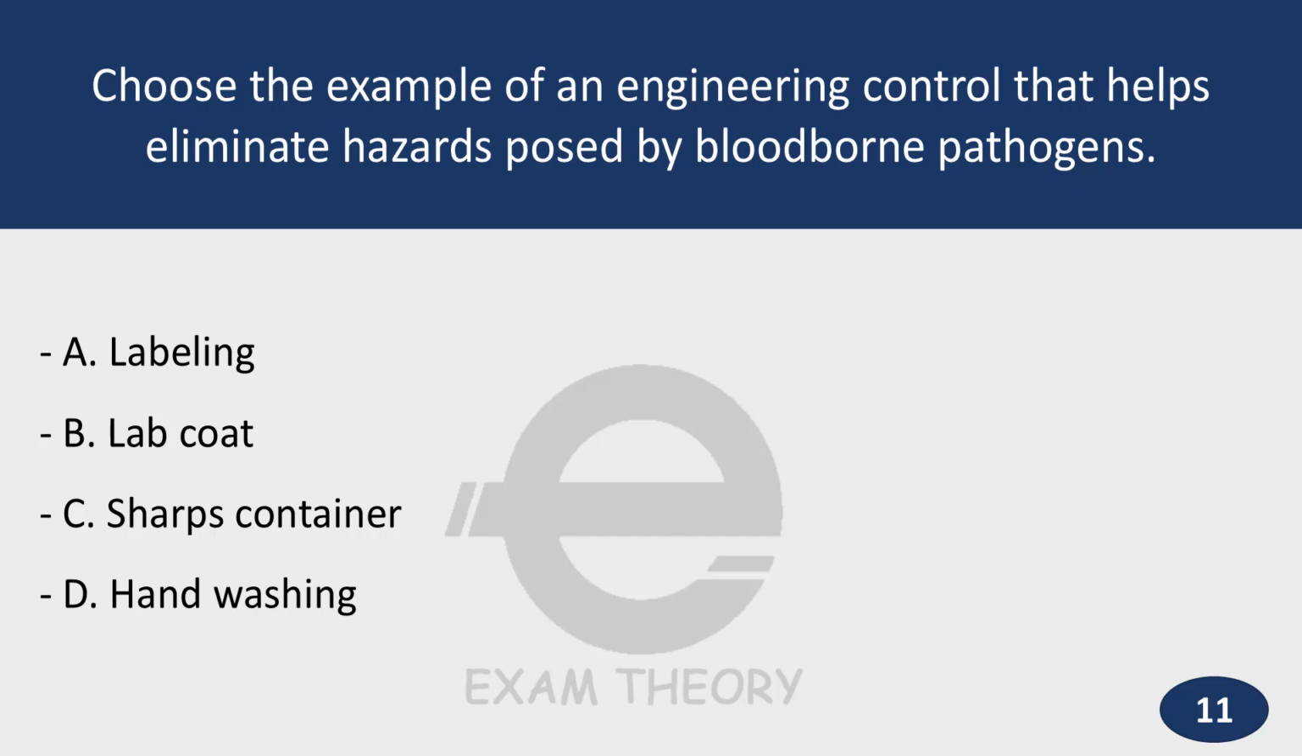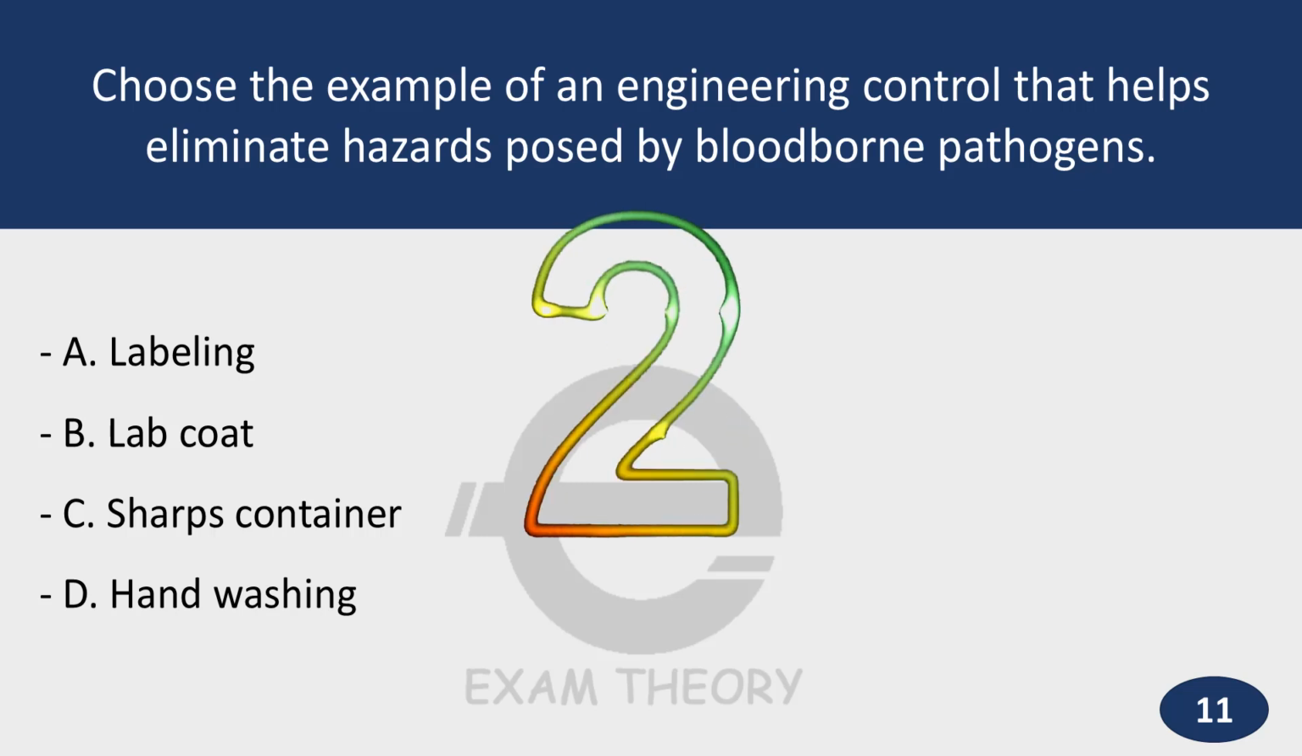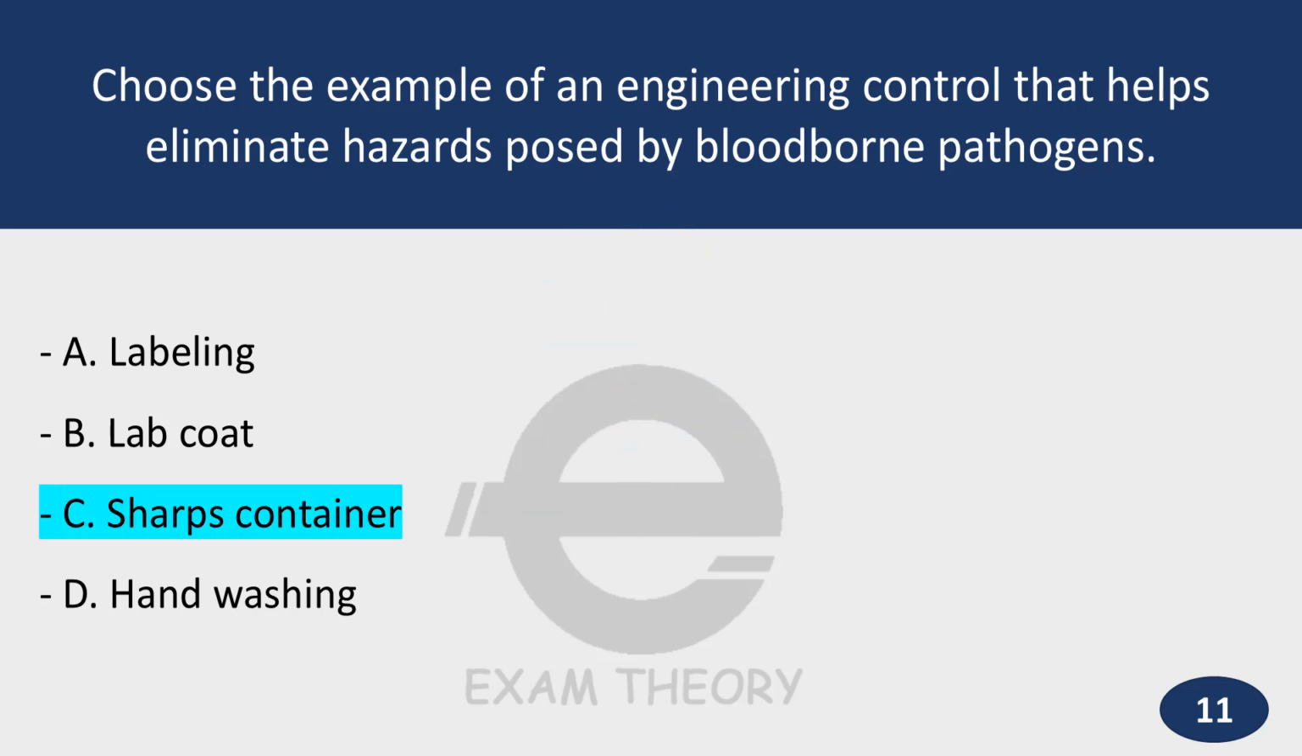Choose the example of an engineering control that helps eliminate hazards posed by bloodborne pathogens. A. Labeling. B. Lab coat. C. Sharps container. D. Hand washing. The correct answer is C. Sharps container.